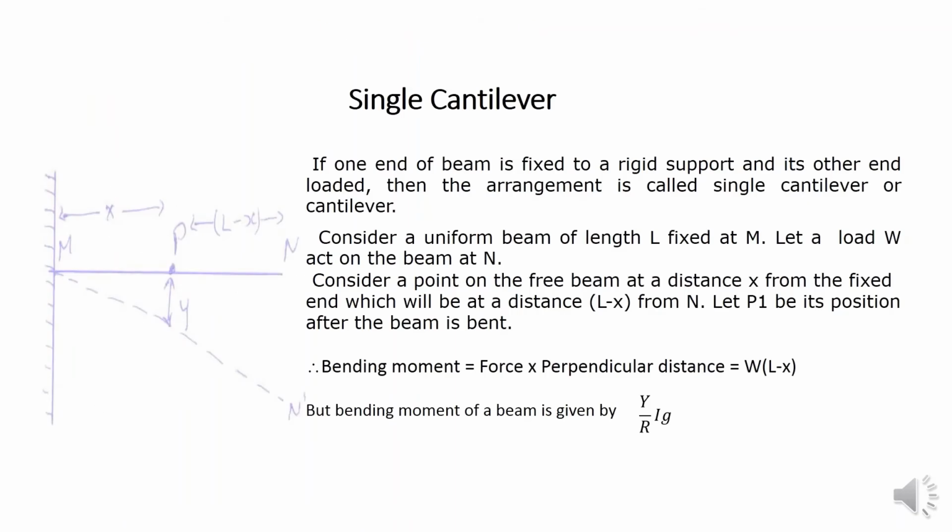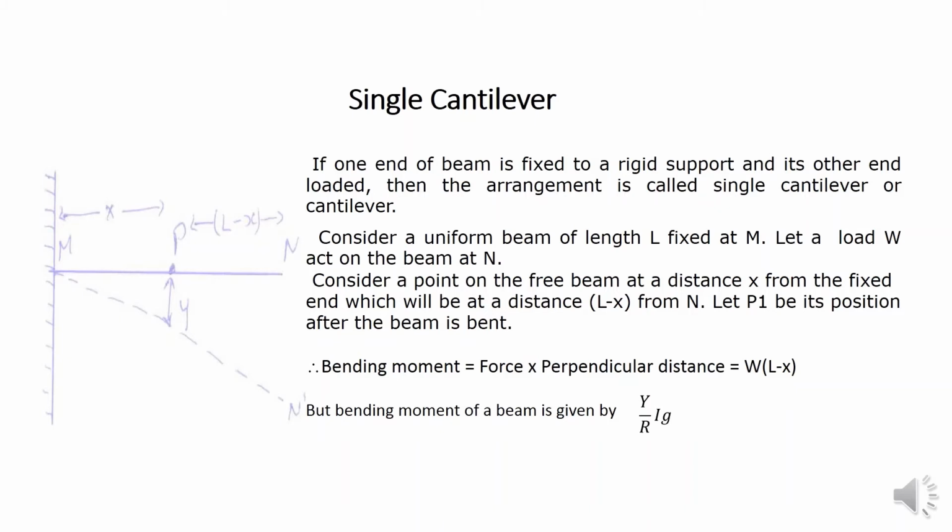Next important derivation is to obtain an expression for Young's modulus in the case of a single cantilever. First, let us see what is meant by a single cantilever. If one end of the beam is fixed to a rigid support and its other end is loaded, then the arrangement is called a single cantilever or simply a cantilever. Consider a uniform beam of length L fixed at M, that is on the left side. Let a load W act on the beam at N, that is on the rightmost side.